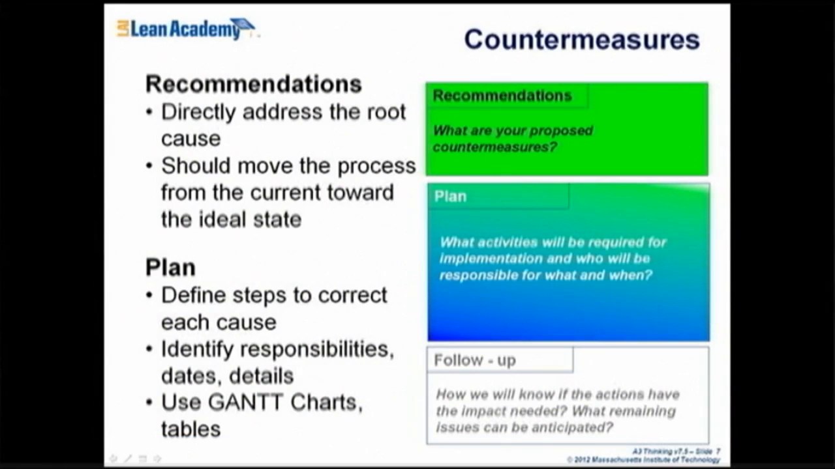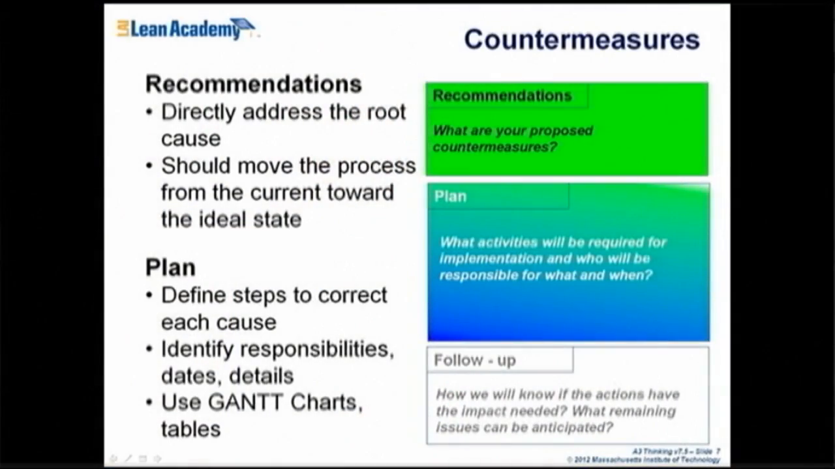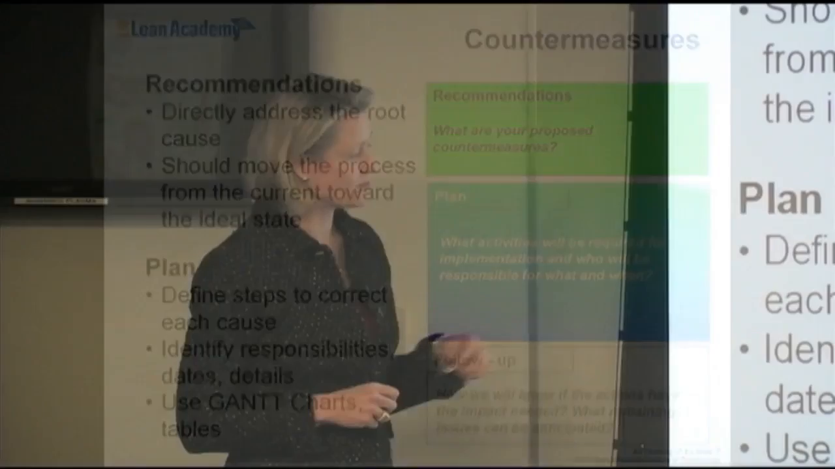So now moving over to the right-hand side of the A3 sheet, thinking about recommendations and plans. When you're thinking about recommendations, you really want to make sure that they're directly addressing the root cause. So there has to be consistency between that part of your A3 sheet and where you describe the root causes taking place. And they really should help you evolve your process from the current state towards something that you see as an ideal state by eliminating some of the root causes.